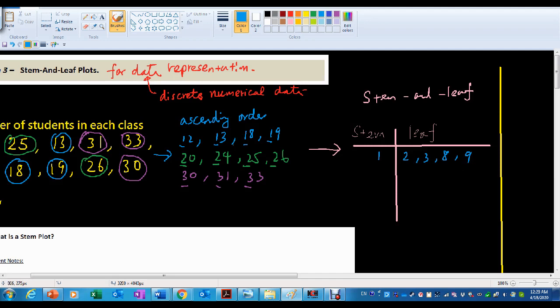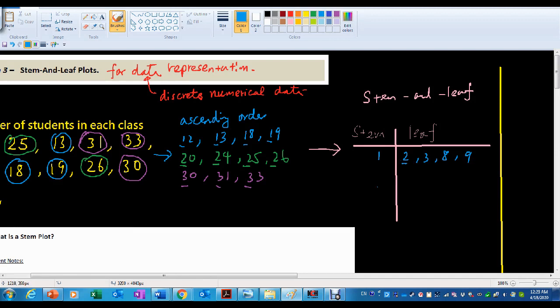So they are 12, 13, 18, 19, but in the stem and leaf plot, you only need to write that 1 once, and then you write the unit digit on the right hand side. So you got 2, 3, 8, 9. Each 2 is not just 2, it actually belongs to the data 12. Every time you read a stem and leaf plot, you should be aware that the number is not just itself, it must be combined with the number in the other column.